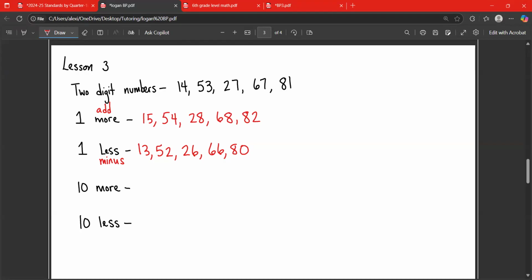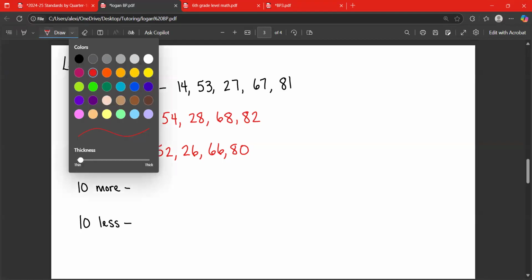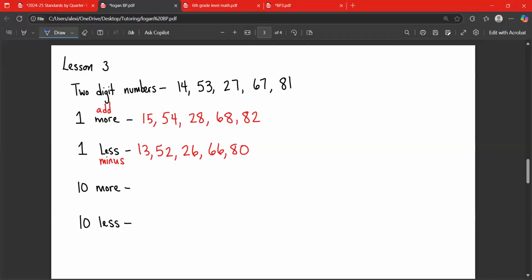So when we have to do 10 more, that means we have to go up 10. Now, we could use the fist method because we have 10 fingers, right? We can close both of our fists and we can count until we have all our fingers in the air. So we'll do that for the first one, but then maybe we'll talk about a pattern, a shortcut. So we'll do 10 more than 14.